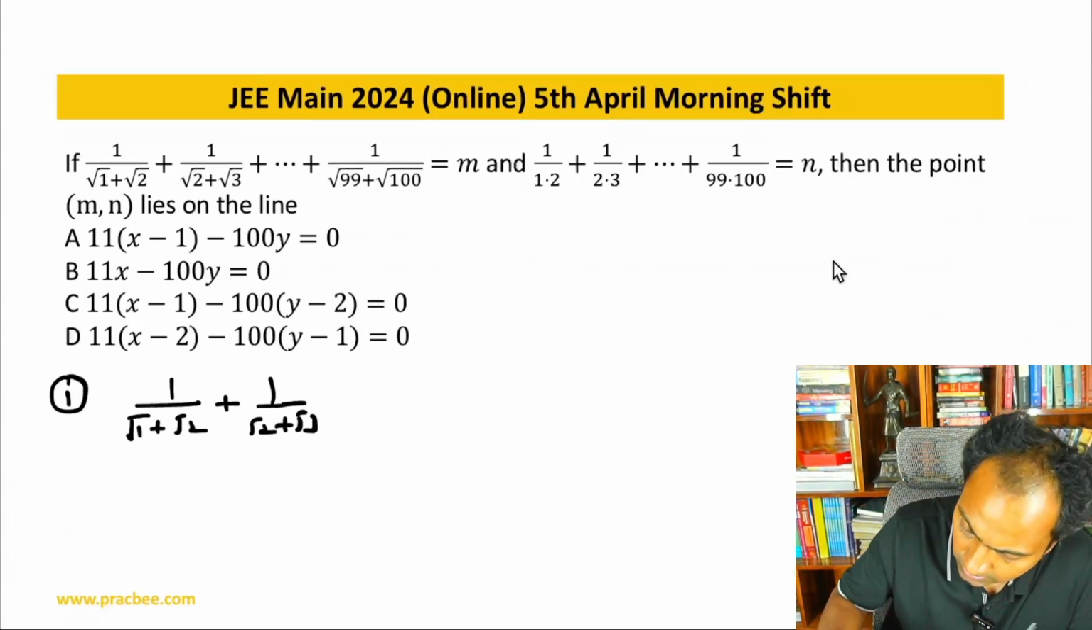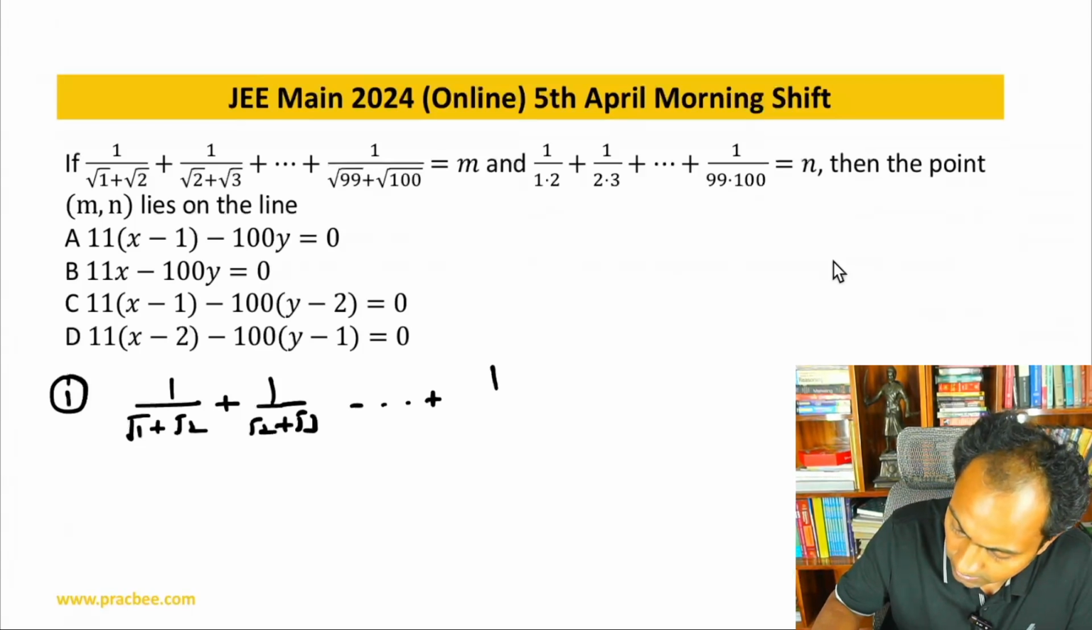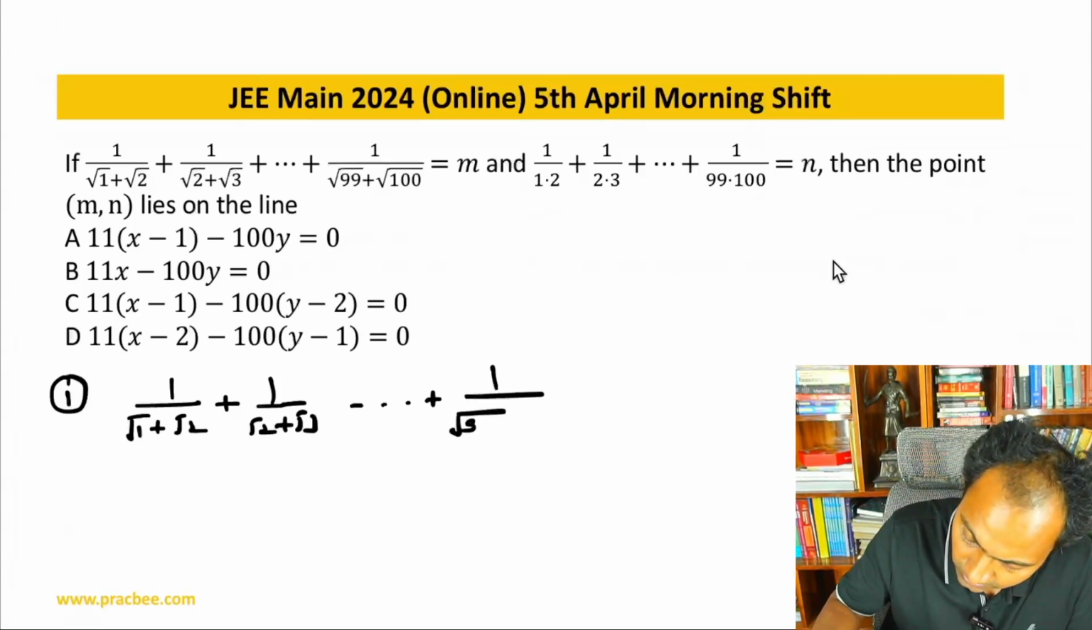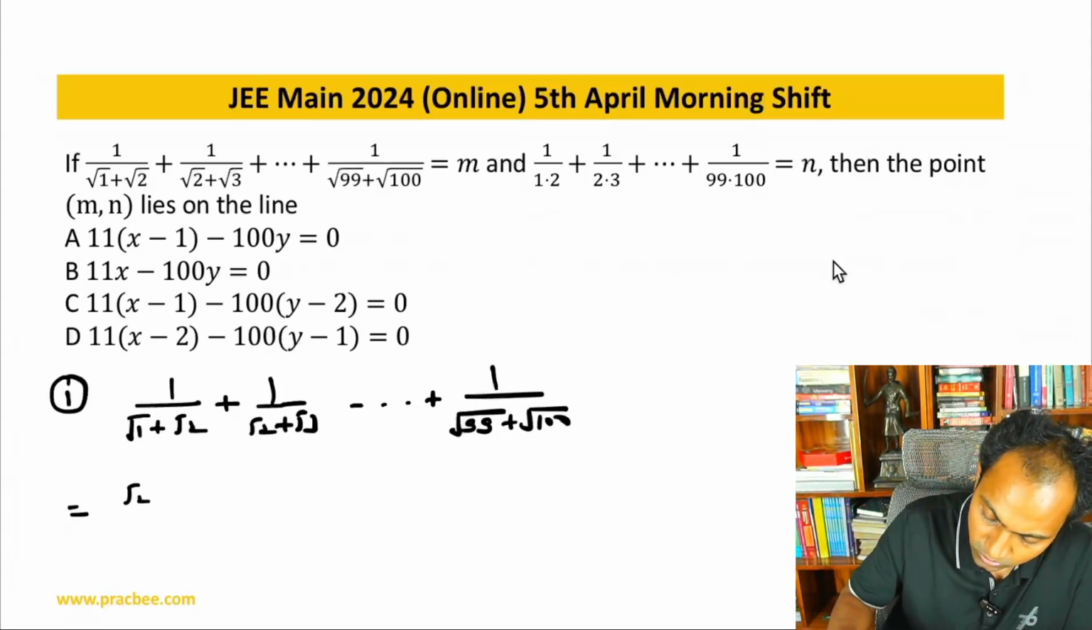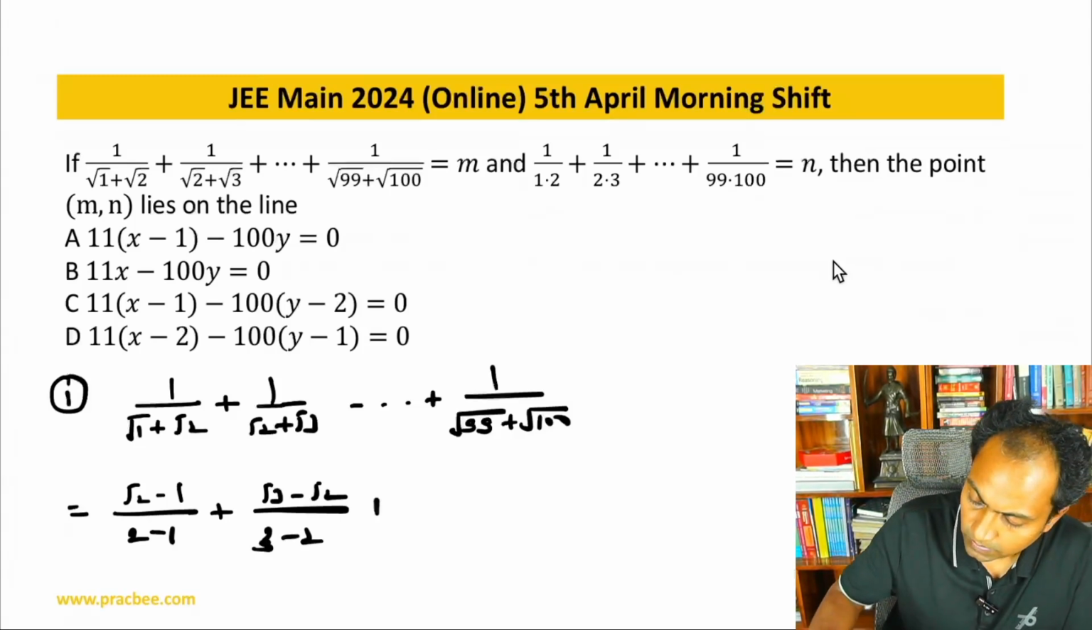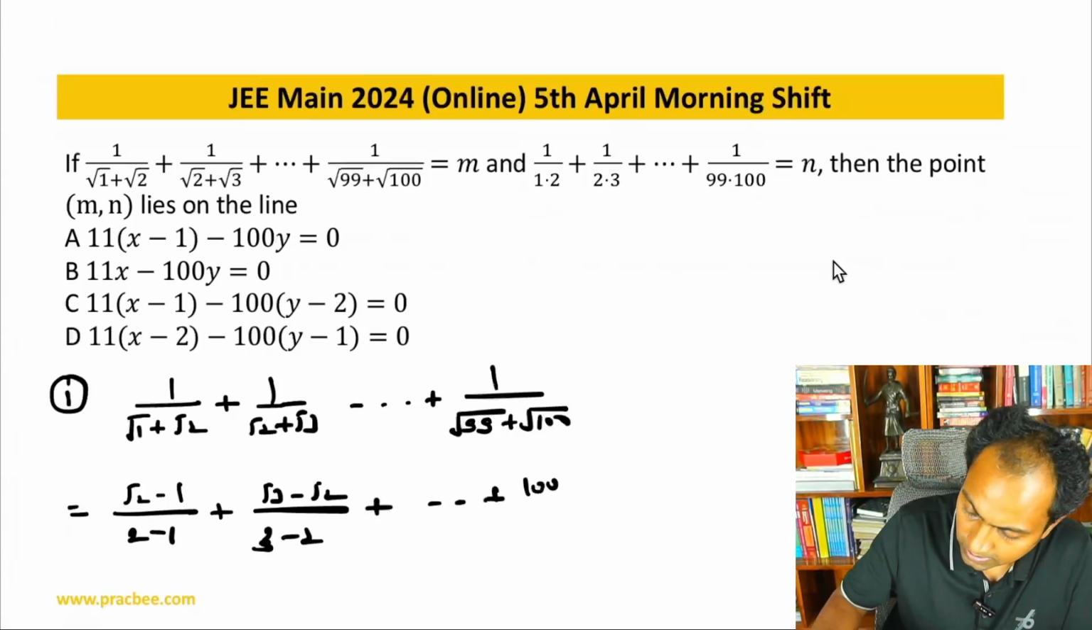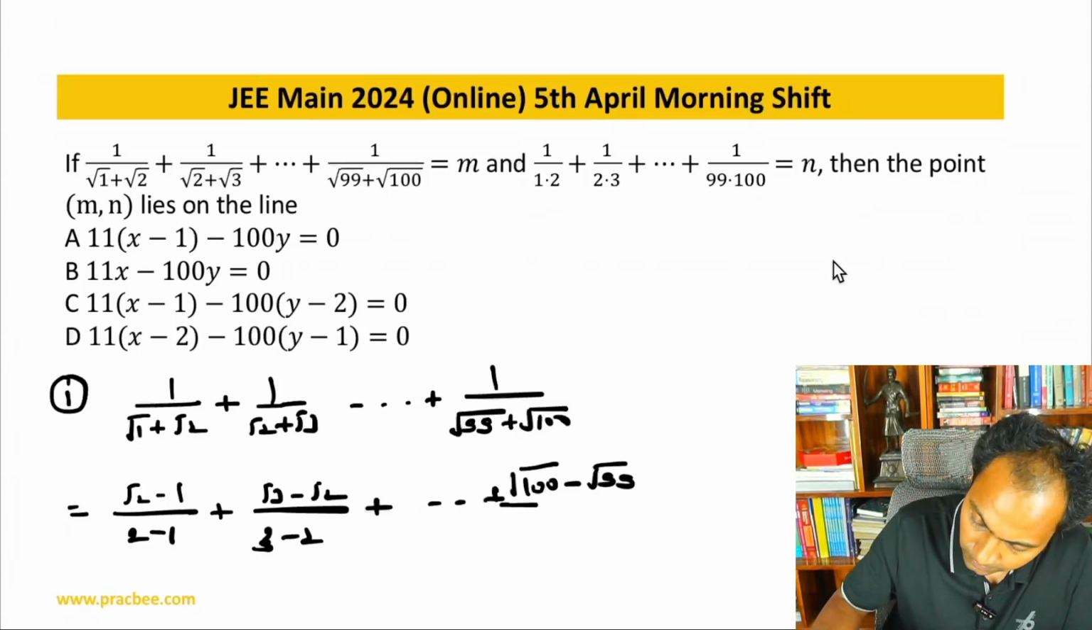Now this question in this format has earlier already been asked in JEE. So this is not a new question. So what we are going to do is we are just going to rationalize this. So this becomes root 2 minus 1. This becomes 2 minus 1. This becomes root 3 minus root 2. This becomes 3 minus 2. And so on and so forth till 100 minus root 99. And then this becomes 100 minus 99.